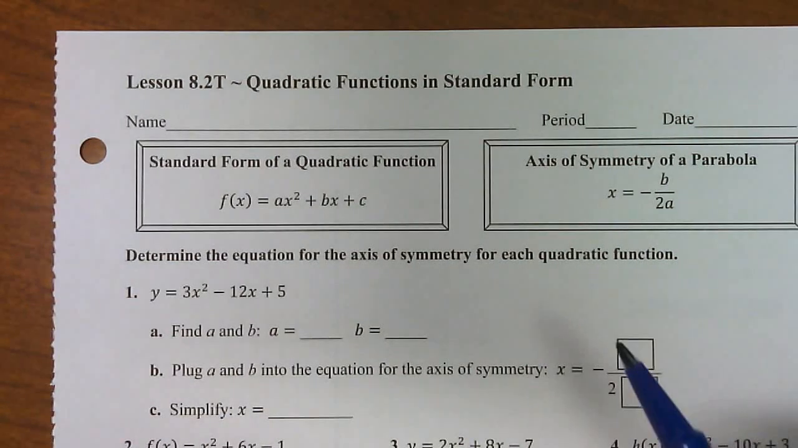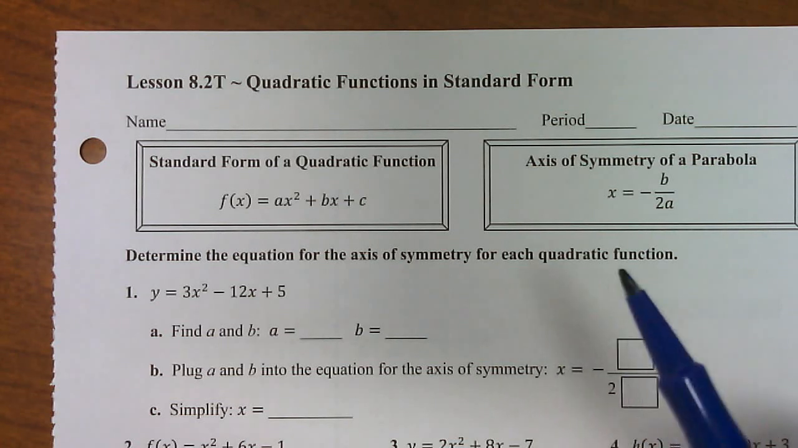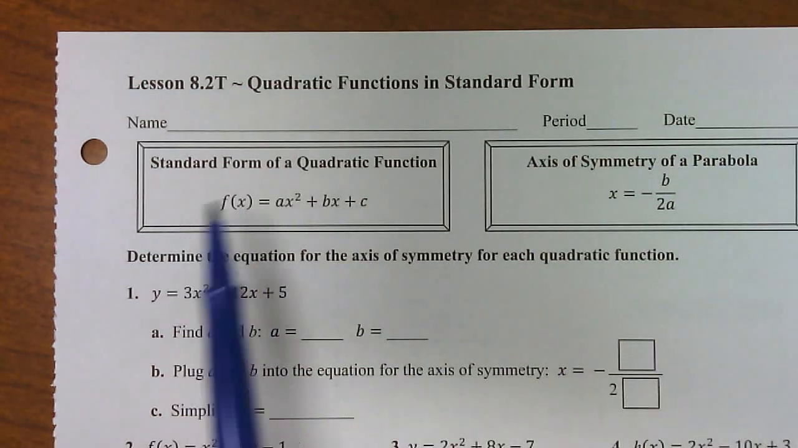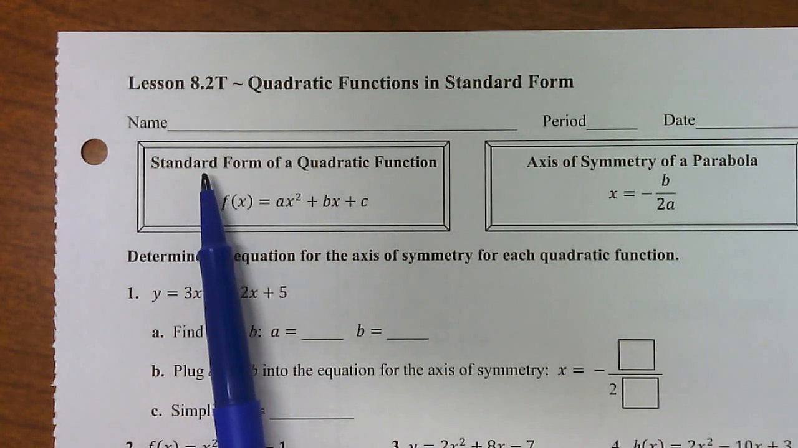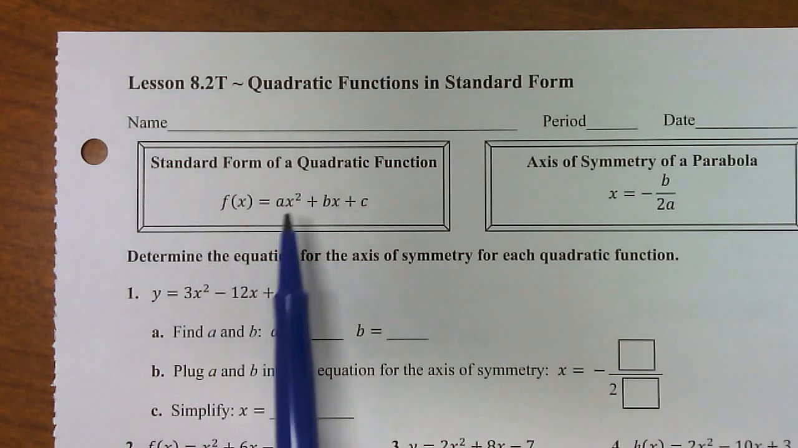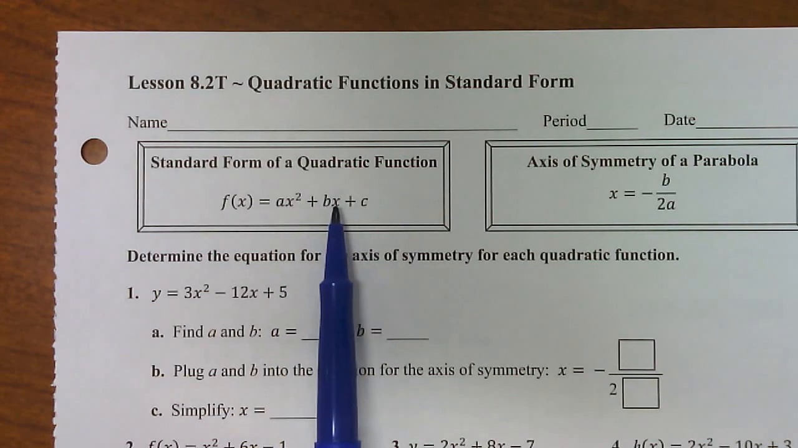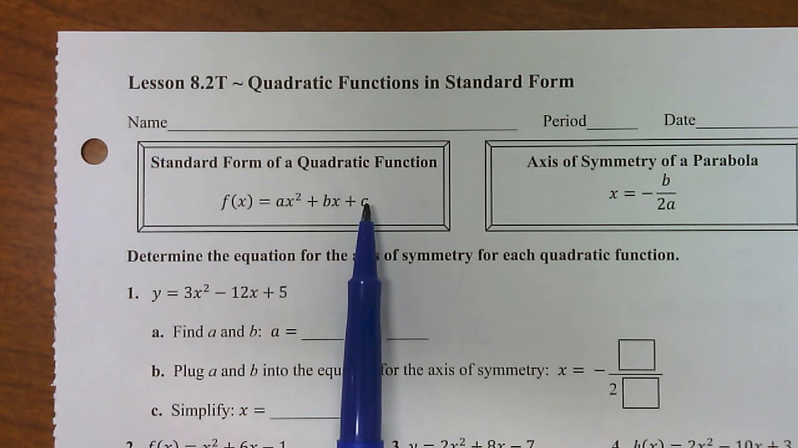Everything we've done so far has either been in vertex form or factored form. The last form of quadratics that we're going to learn is called standard form. Standard form is just like when we had polynomials and had to put something in standard form. The squared part comes first, the next to the first, and then the constant.